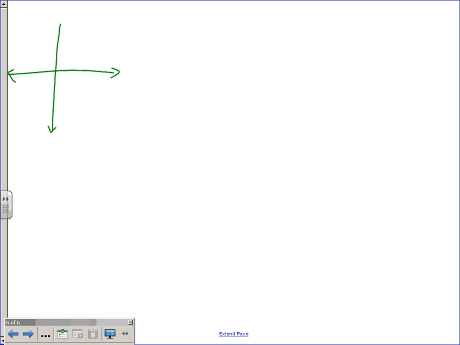Counterclockwise rotation. What about a clockwise rotation? Going this way, it would be negative. Did you guys know that from last year? Did you? Good. All right.